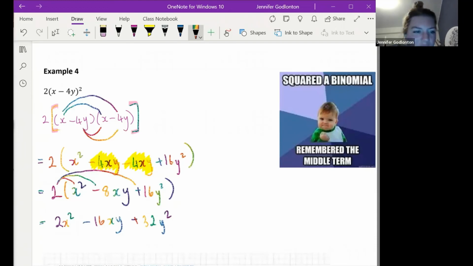So it's not that much harder. We do the same thing we did. We start with our FOIL. Okay, this is all FOIL. Then all I did here was I added my like terms. And then I distributed the 2.